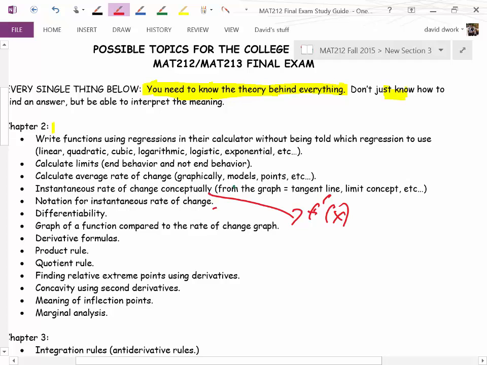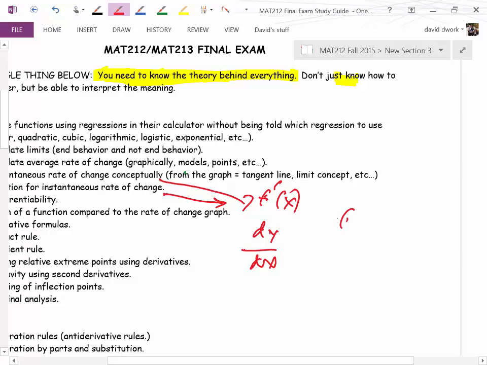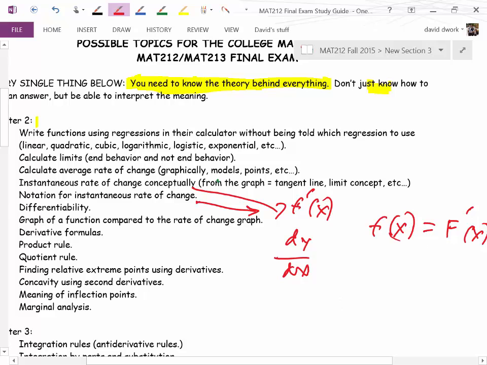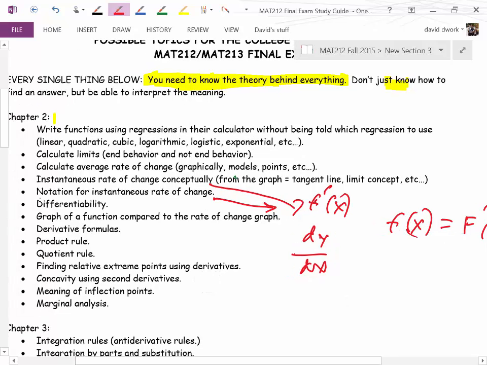Do you know your notations for instantaneous rate of change? Try to remember all your derivative notations. You've got the prime notation, you have the dy dx notation, you have the lowercase f of x is equal to the derivative of your uppercase F of x, right? So remember, you can go capitals to lowers that we learned in chapter 3. So just be comfortable with all your different notations.